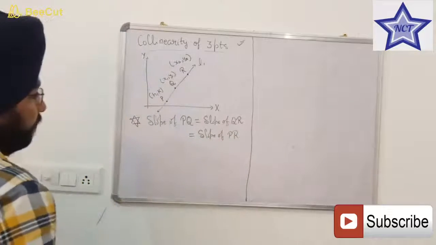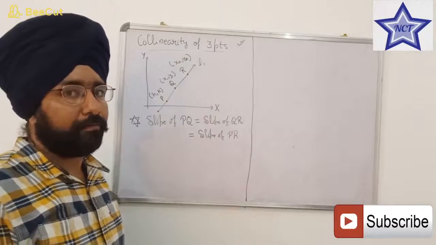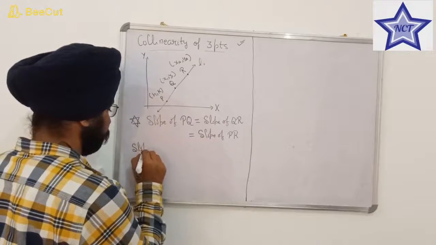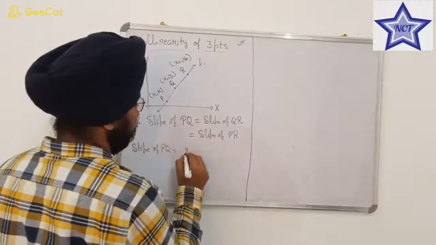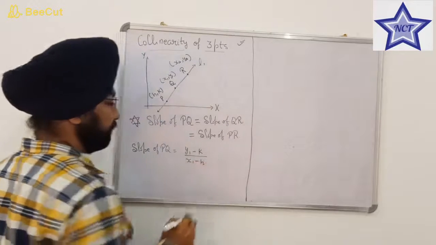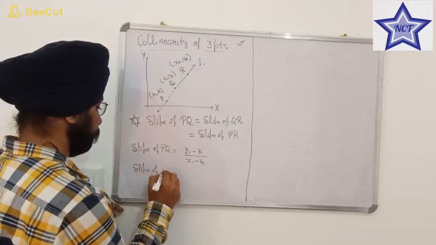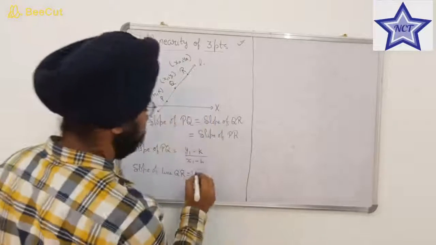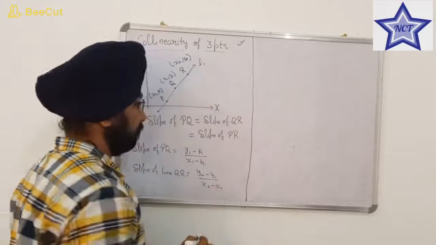So how can we prove this? To calculate the slope of a line, you can watch lecture number 1 as we have already discussed. The slope of line PQ can be written as (y1 minus k) upon (x1 minus h), and the slope of line QR I can write as (y2 minus y1) upon (x2 minus x1).